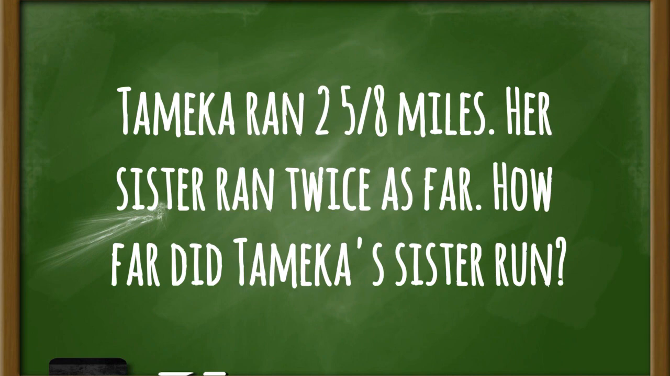Now we're going to take some time and get ready for our problem set questions. Get your problem set pages out and get ready with a pencil. We're going to read problem 1 together. Tamika ran 2 5/8 miles. Her sister ran twice as far. How far did Tamika's sister run?